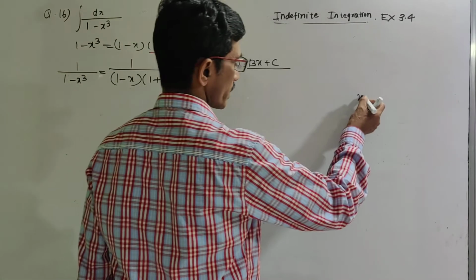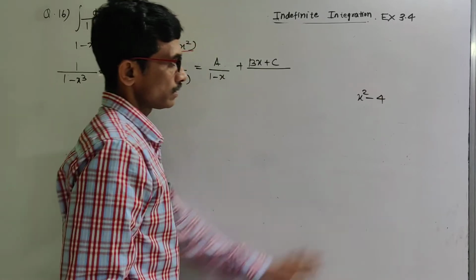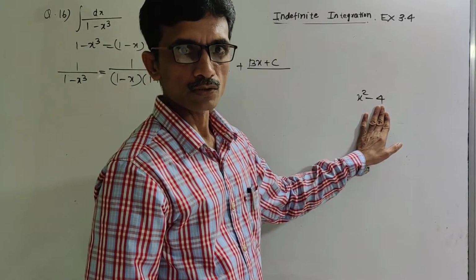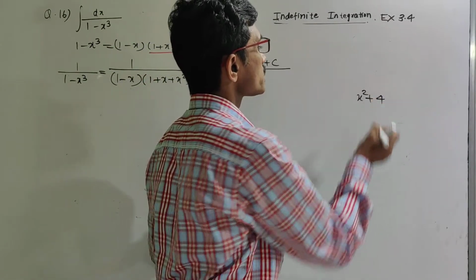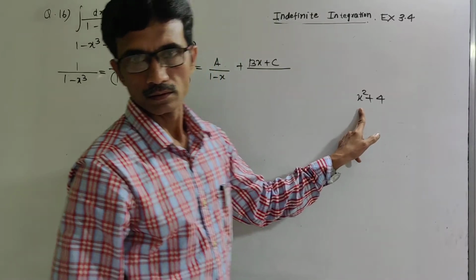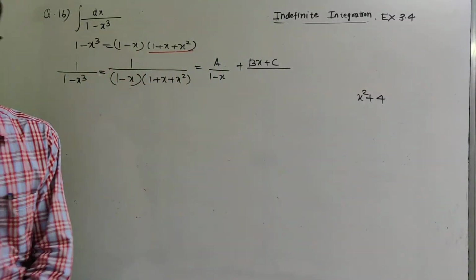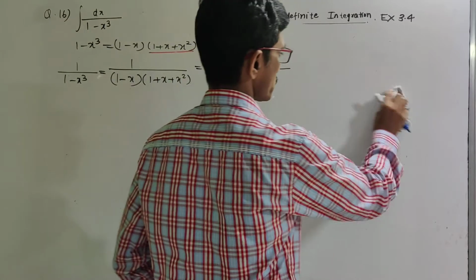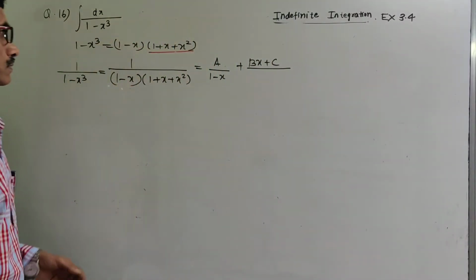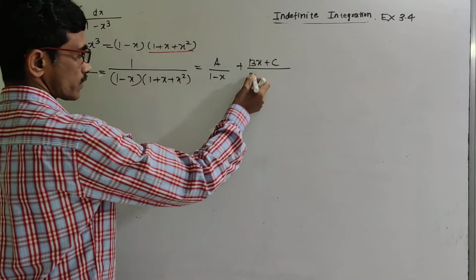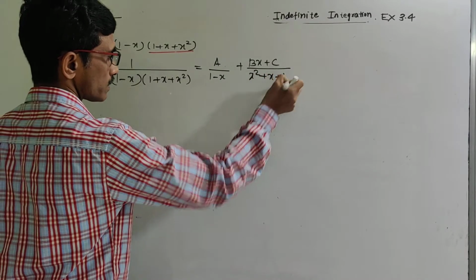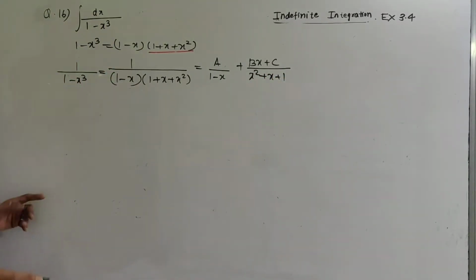Suppose we have the factor x square minus 4. This can be reduced to the linear factors x minus 2 and x plus 2. If it is plus, we cannot reduce it. We cannot reduce it to linear factors. So another factor is x square plus x plus 1. Then a, b and c are to be found out.